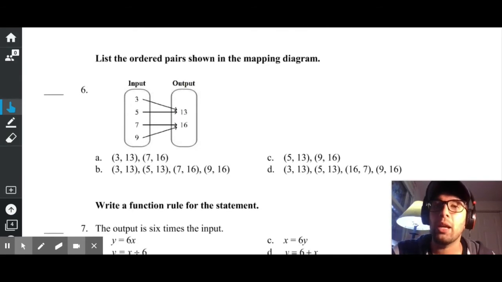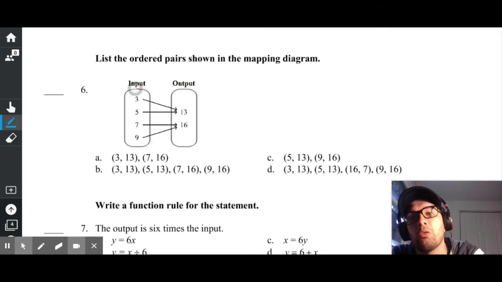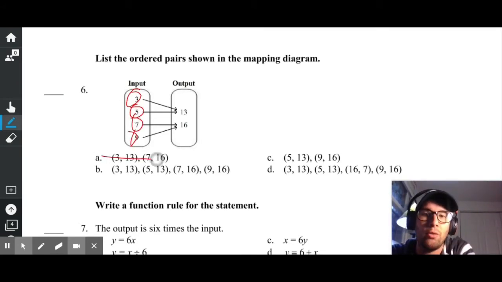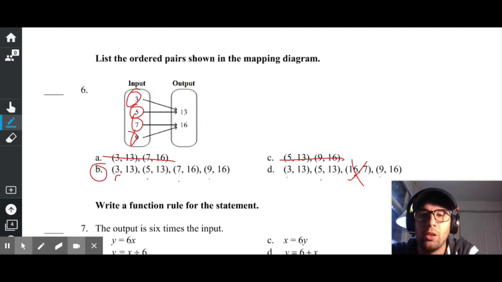List the ordered pairs shown in the mapping diagram. Well, my x values are going to be 3, 5, 7, and 9. Yep, 3, 5, 7, and 9. Well, that makes life easy, doesn't it?